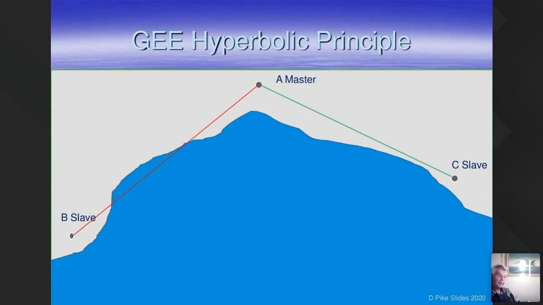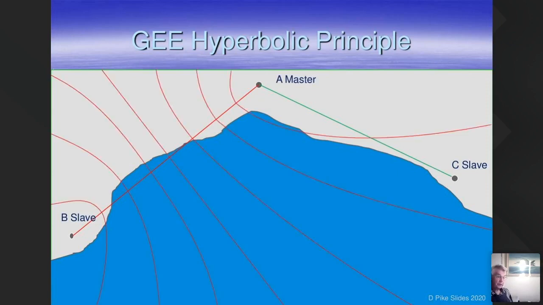And if you were to plot lines of constant time difference, you would get a series of hyperbolae. So there we are. Those are the hyperbolae. The red ones are from the B slave. Slightly later on, so the numbers were significantly different, you would get a similar set of hyperbolae from the C slave. So if you were an aeroplane and you could measure the time difference on the B signal and the time difference on the C signal, and look at your chart of the hyperbolae, you could work out where the aircraft was.